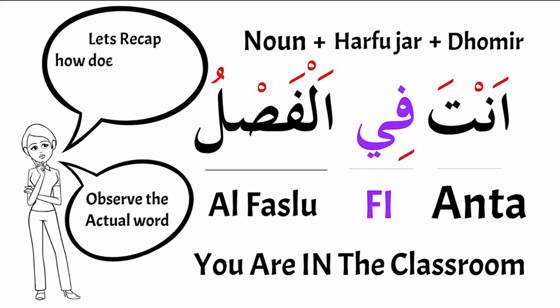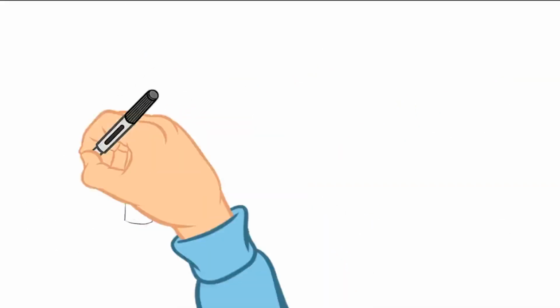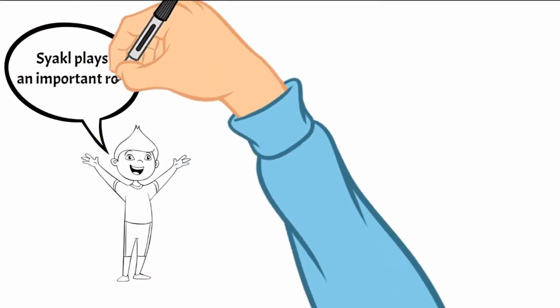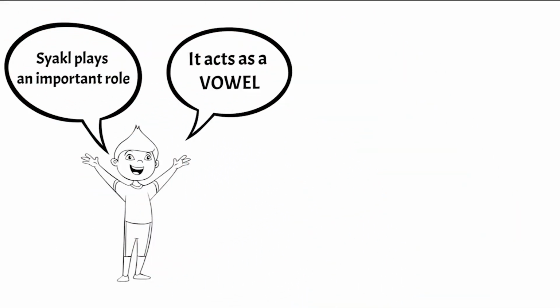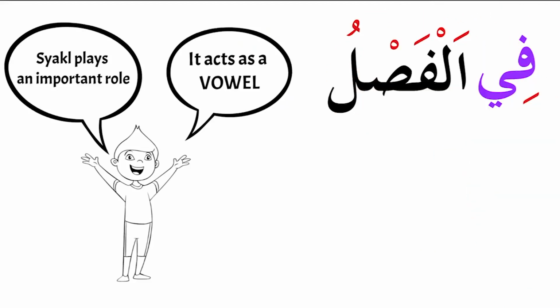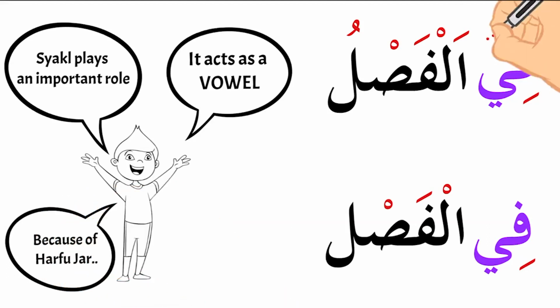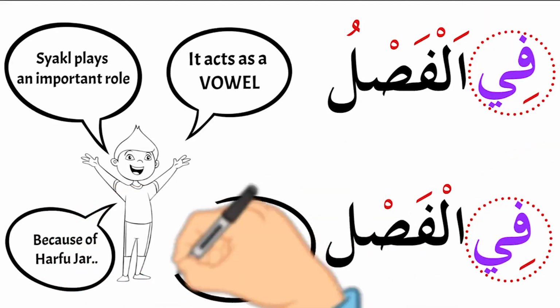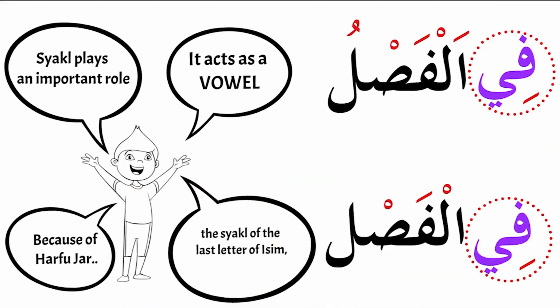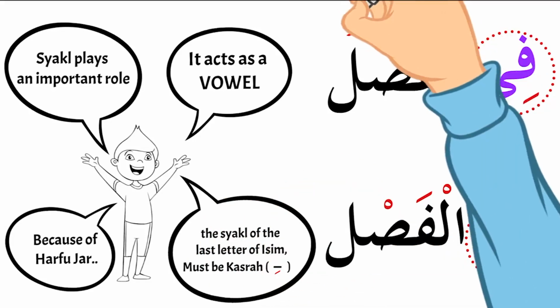Let's recap how al-faslu becomes al-fasli. Shakal plays an important role. It acts as a vowel. Because of harfu jar, the shakal of the last letter of the isim must be kasrah.